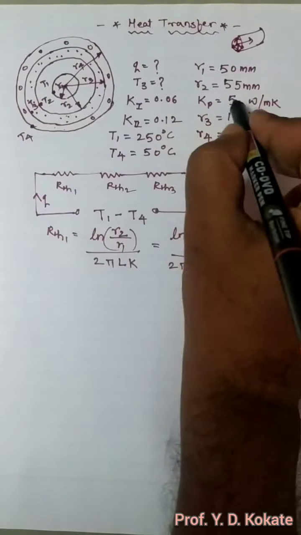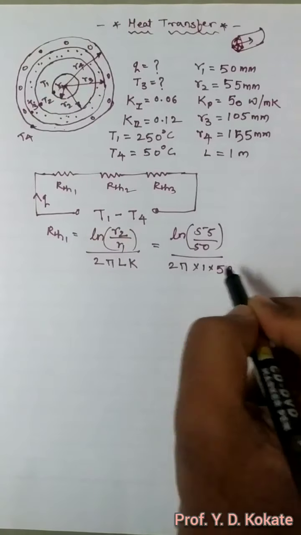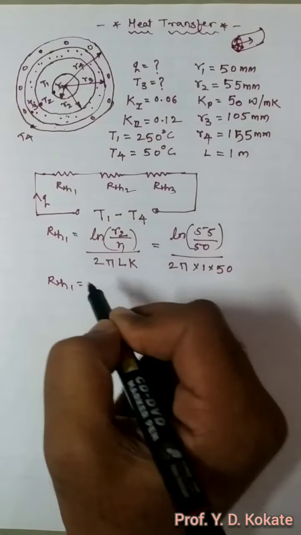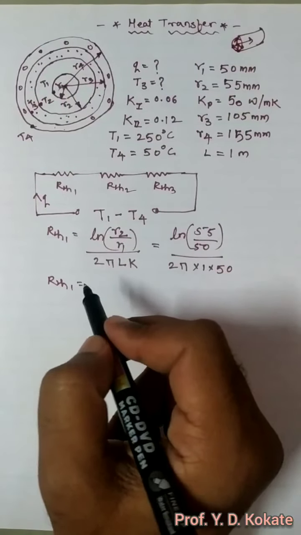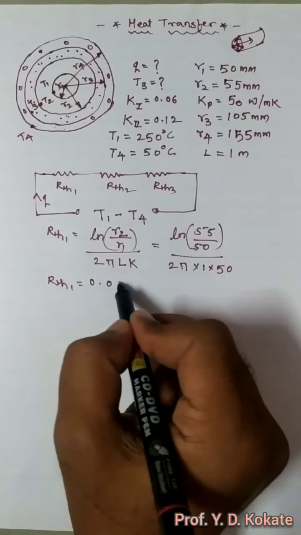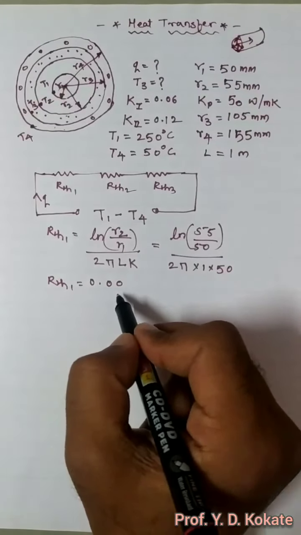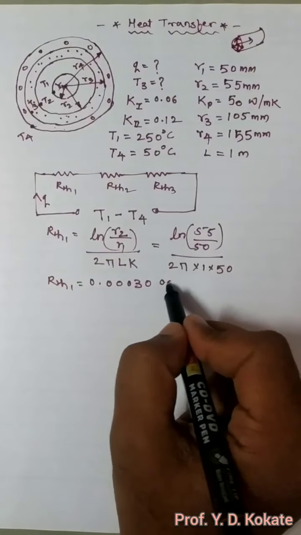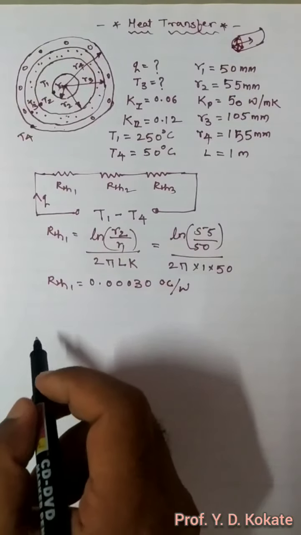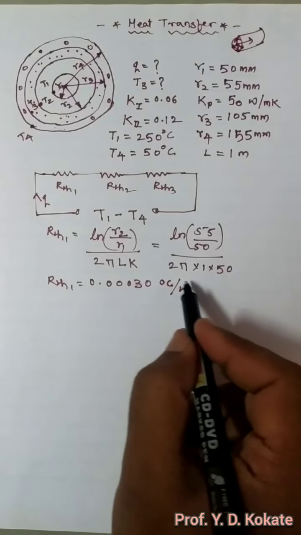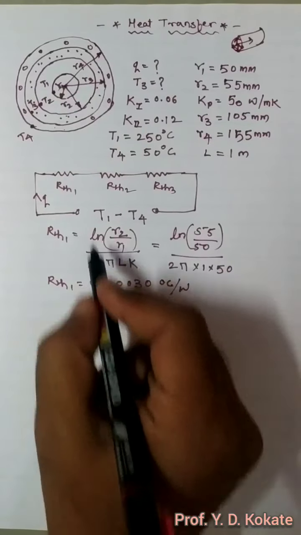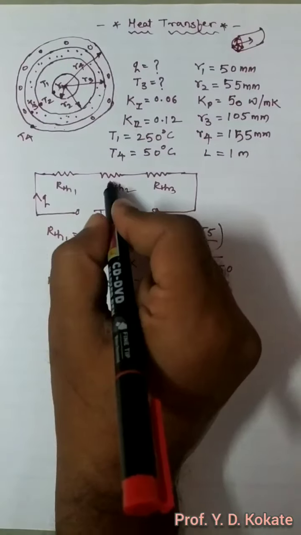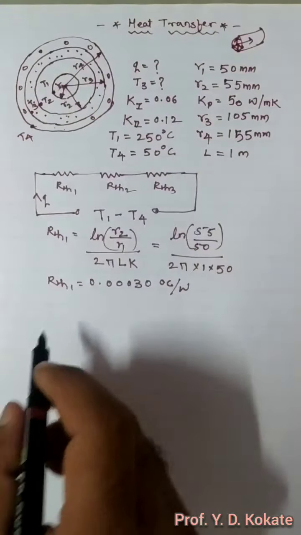So what is the K for the pipe? It is 50. So we have a value of RTH1 equal to, I have the value already, I solved this numerical, so I directly write down the value so that our time is saved. Degree Celsius per watt. This is RTH1. So this is the resistance generated by the pipe material to the flow of heat.